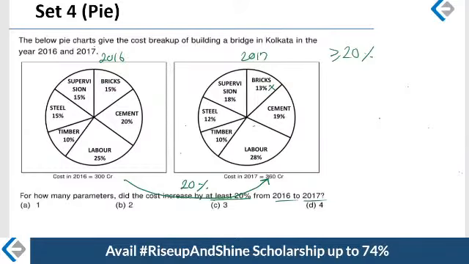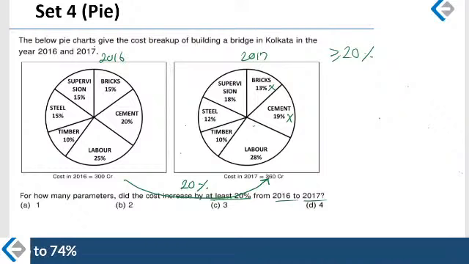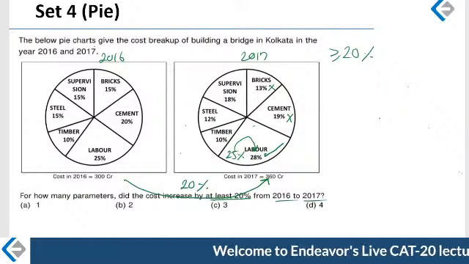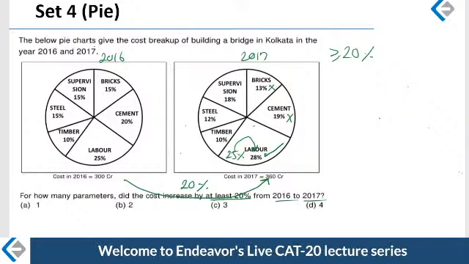Cement 20 went on to become 19, therefore it is out. Reason being, the base has grown by 20%, so I expect the cement to just hold on to its 20% share. Now look at the labor here. 25 went on to become 28, therefore it is in. Why? Because if it had been just 25, there would be a growth of 20%. But instead of 25, there is a 28 here. Therefore, there is definitely a growth of more than 20%.